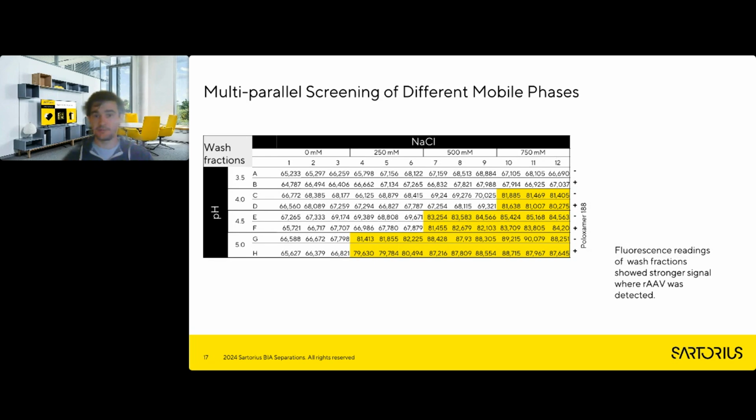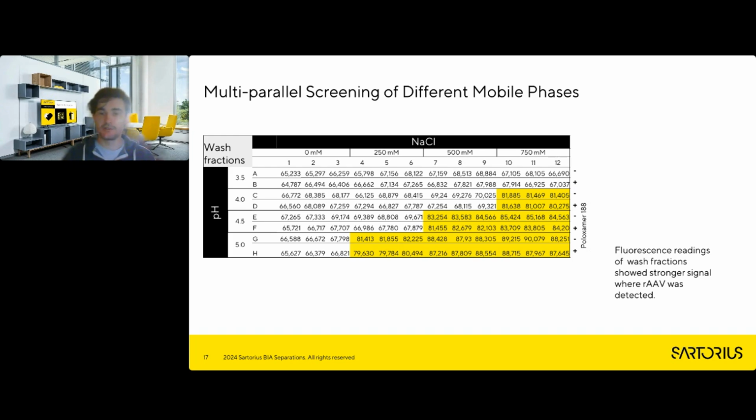When we loaded the plate, we washed the fractions, and we saw that some AAVs didn't bind. The higher the fluorescent signal, the higher the AAV signal inside. If this is in the wash fraction, that means that AAV didn't bind to the chromatography media. That means that it eluted in the flow-through, and those were not the best conditions for the capture step of AAV.